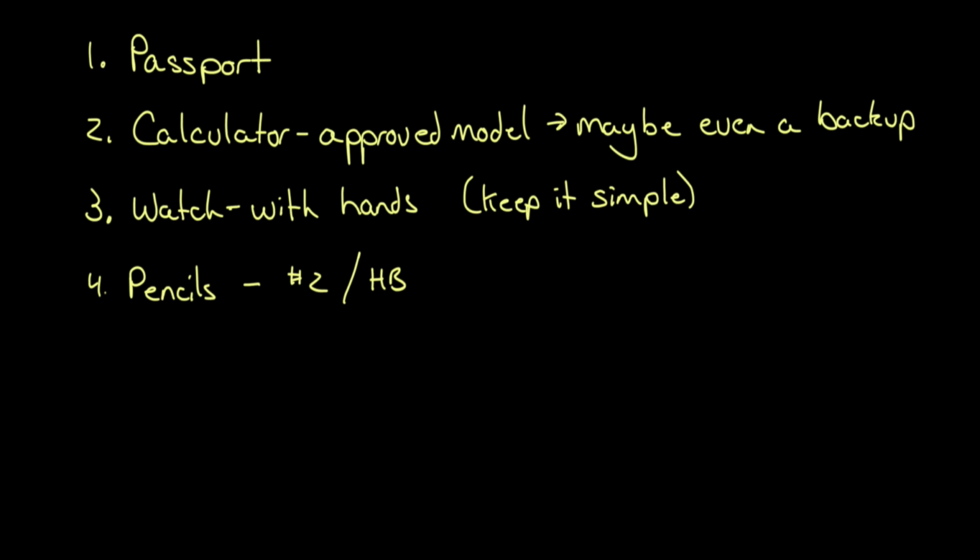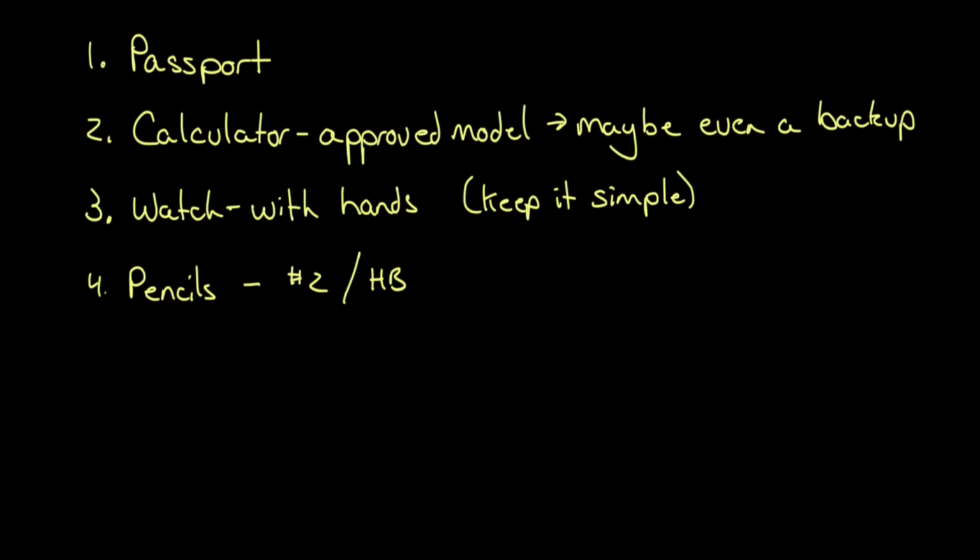Or in your bathroom mirror, write it down on a piece of paper and tape it to the bathroom mirror right now. Don't forget your passport, idiot. Say the word idiot on there. You're talking to yourself. It's okay. Number two, calculator. Make sure you have an approved model. Don't forget your calculator. Some of these quant questions, well, most of them won't be able to be solved without a calculator. Approved model, maybe even a backup.